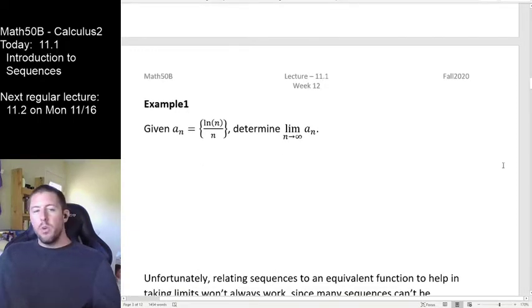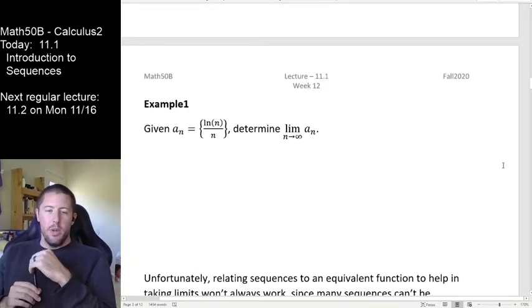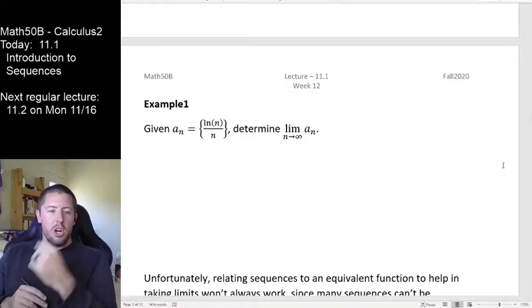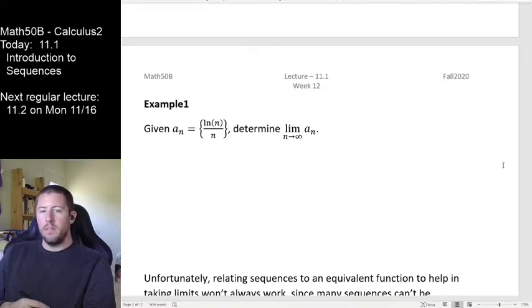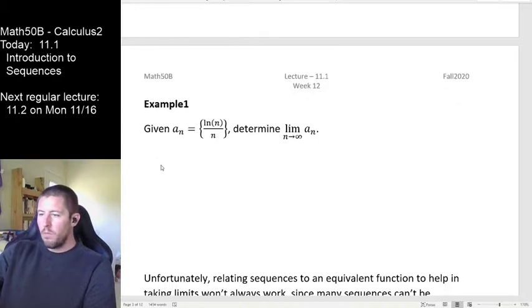Given a sub n is the sequence defined by the nth term being the natural log of n divided by n, what we want to know is the limit as n goes to infinity of a sub n. So we want this limit right here. And here's our unfortunate thing. Since this is a sequence, we don't necessarily get nice things like L'Hopital's rule. But what our previous theorem just told us is we can treat this like the function, right?